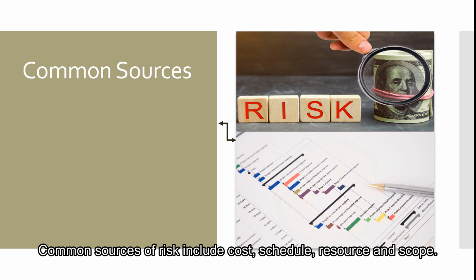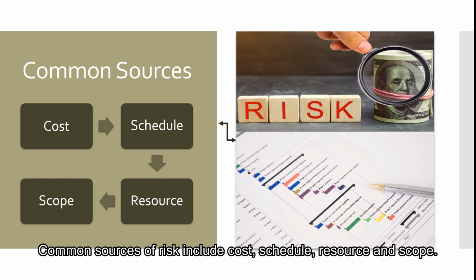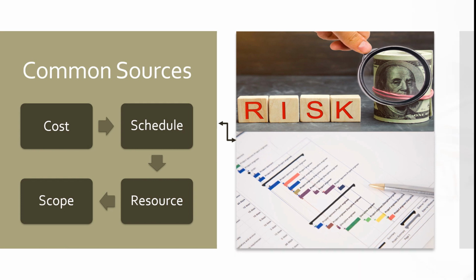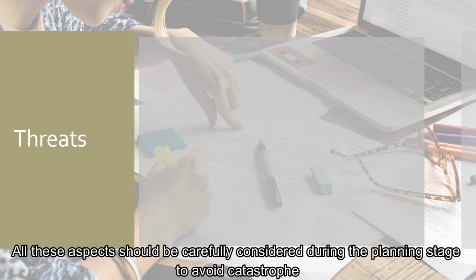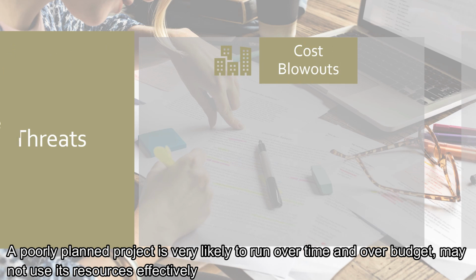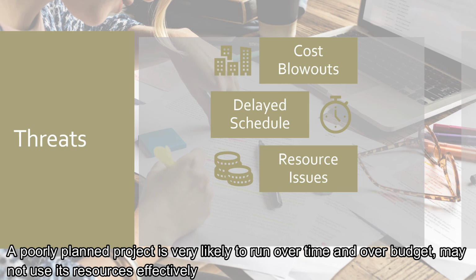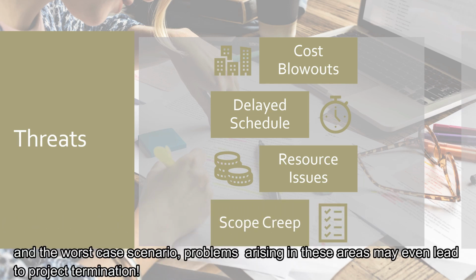Common sources of risk include cost, schedule, resource, and scope. All these aspects should be carefully considered during the planning stage to avoid a catastrophe. A poorly planned project is very likely to run over time and over budget, may not use its resources effectively, and will be vulnerable to scope creep. In the worst case scenario, problems arising in these areas may even lead to project termination.